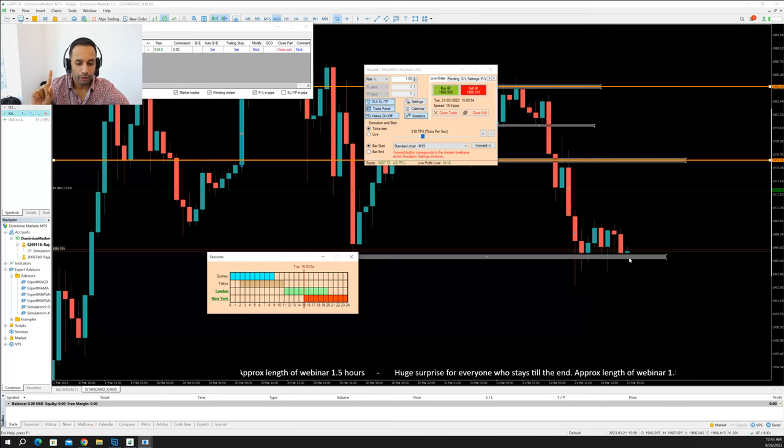When is price most likely to break out of a zone? And when is price most likely to break out of consolidation? There are only two ways. Number one, when there's volume in the market. Number two, when there's news in the market.